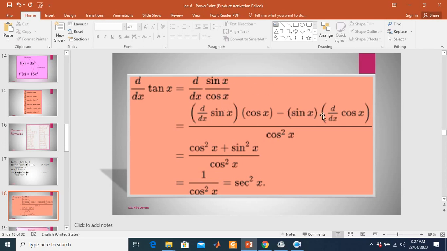The derivative of cos x is minus sin x. Sin x multiplied by sin x is sin square x, and minus multiplied by minus becomes positive. Cos square x plus sin square x equals 1. This is a formula of trigonometry. 1 over cos square x equals secant square x.